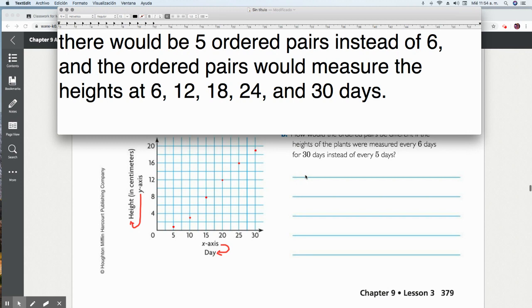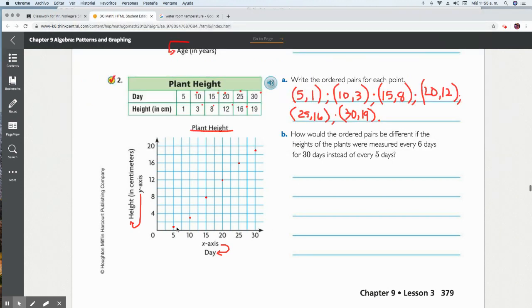So this means that instead of measuring this plant every 5 days, the numbers on the bottom of our x-axis would not be going up by 5. It would be going up by 6. So instead of 5, we would have 6, then 12 instead of 10, then 18 instead of 15, then 24 instead of 20, and 30 instead of 25. So we would not have a 6th ordered pair. We would end up using only 5. All right, I'm going to record the next page on another video.